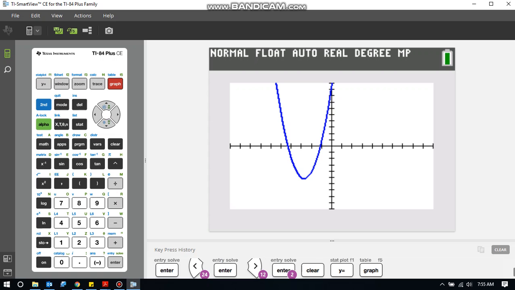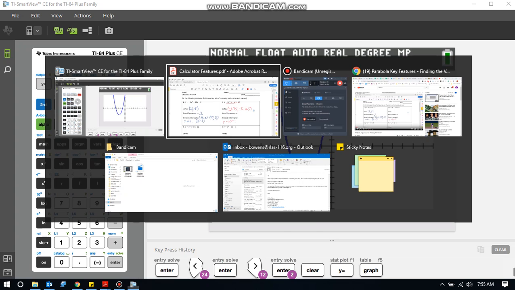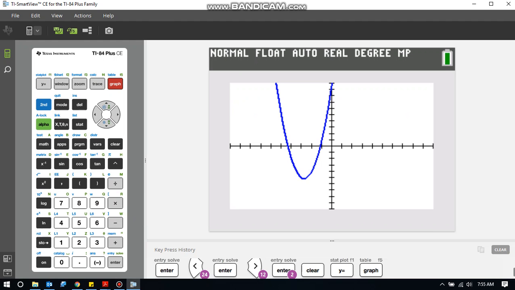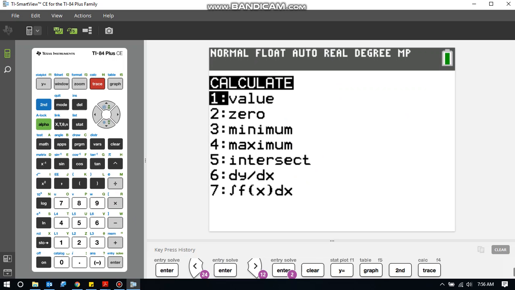Now we want to find the x-intercepts. Sometimes x-intercepts are called zeros. That's why you'll see that on the paper, zeros, because the calculator labels them as zeros. That's why we're teaching you that as well. So you go to the same menu as you did when you found the vertex. Second trace, which is next to the graph button, you get this menu.